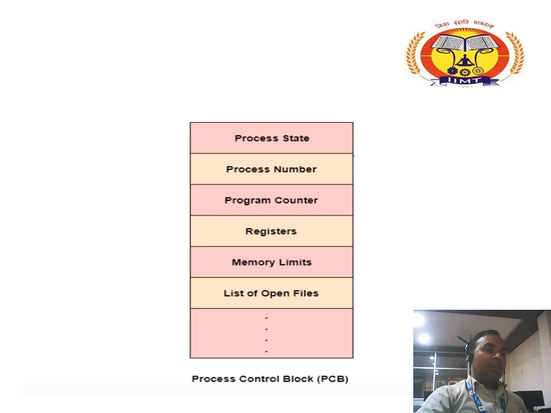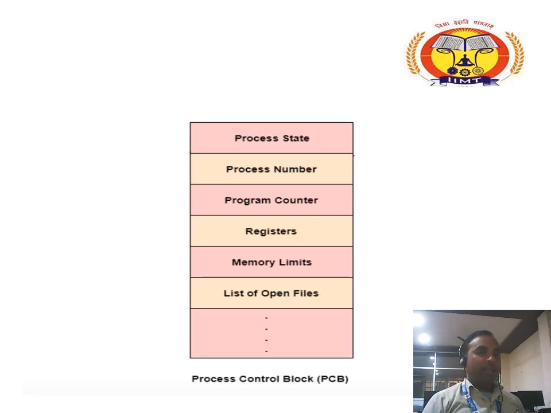So with the help of this block diagram, I think you are able to understand the process state that I have told you. I will tell you later in my next slide. Process number means 1, 2, 3, program counter, the instructions which are going to be executed, CPU registers, memory limits, memory management scheme, and open files for maintaining the information of those files. So this is the simple and basic diagram of the process control block.